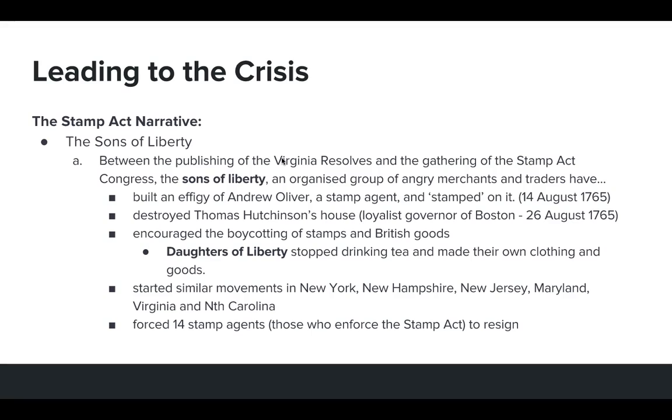So whilst the Stamp Act is actually trying to encourage the British economy by taking in this new tax, the British once again find that no matter how hard they try, the Americans somehow stop what they're trying to achieve, because in this case, the Daughters of Liberty stop buying products made in Britain. So all the money, all the revenue that Britain would have gained by the Daughters of Liberty buying those products, they've now lost that.